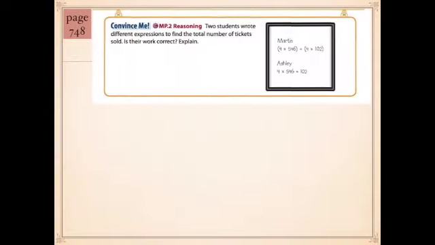Okay, so we are on page 748. Two students wrote different expressions to find the total number of tickets sold. Is their work correct? Explain. So here we have the same problem, but we have two students who wrote their numerical expressions. We have Martin. He says that the numerical expression is the quantity 4 times 546 plus the quantity 4 times 102. And for Ashley, it is 4 times 546 plus 102.